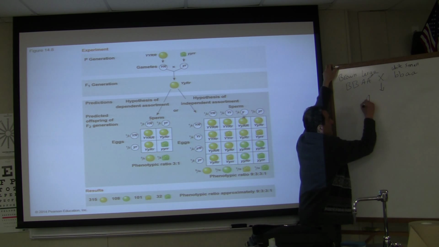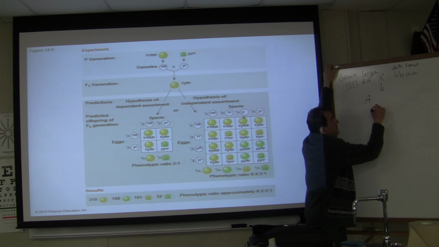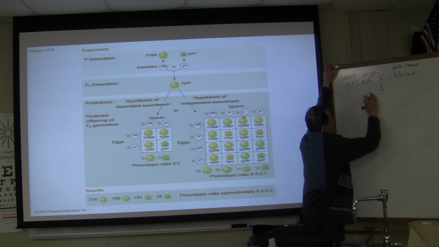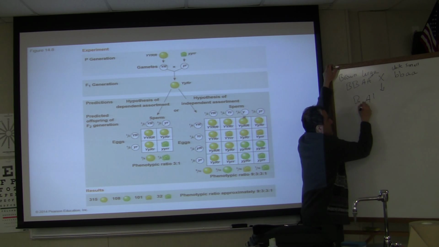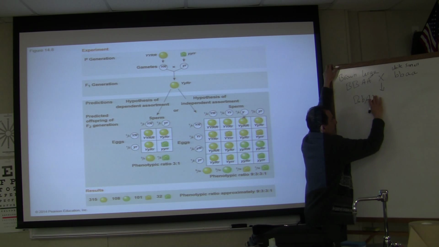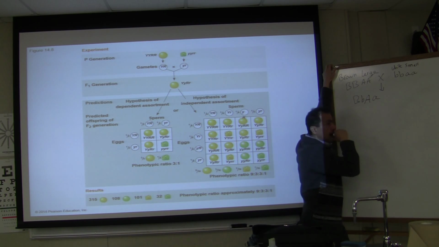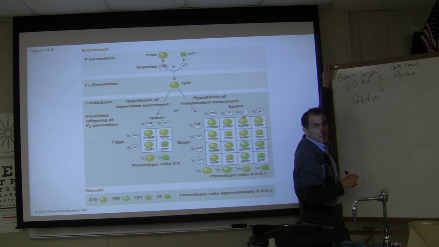Big A, small B. Well, this starts with B. Big B, small B, big A, small A. That's going to be their offspring, right? Am I making some sense?